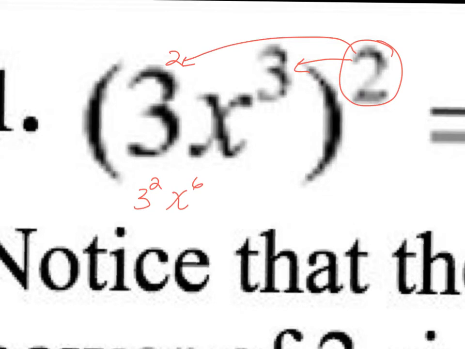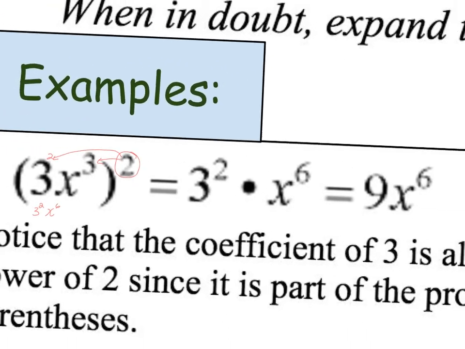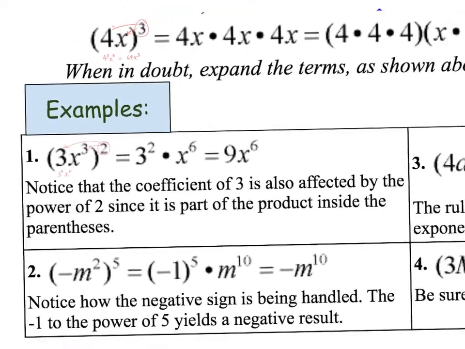And the reason you multiply is because here it's telling you have 2 sets of 3 x's. So if you were to visualize that, which is absolutely fine to do, you would say, I have 2 sets of 3x cubes. So really, I have 3 squared and x to the 6, which is 9x to the 6.